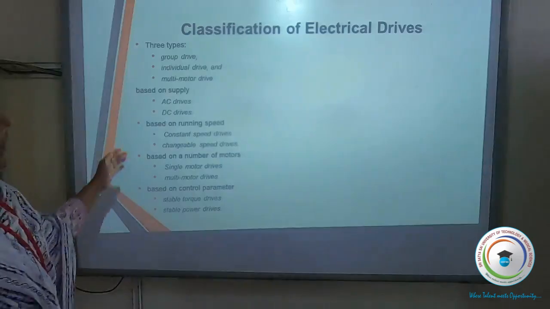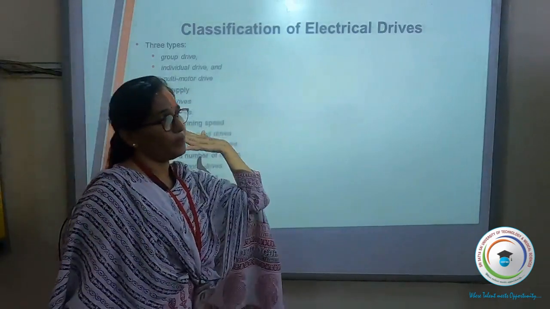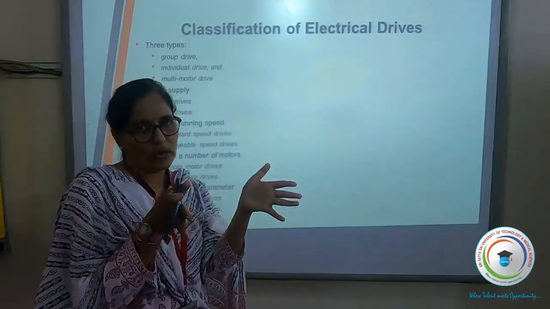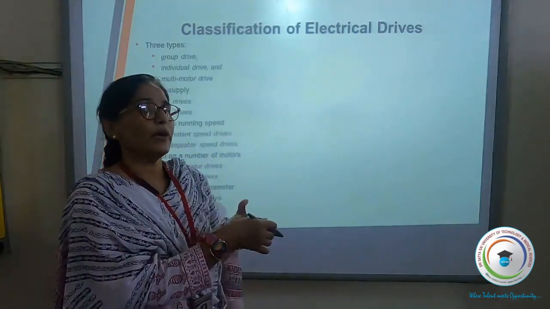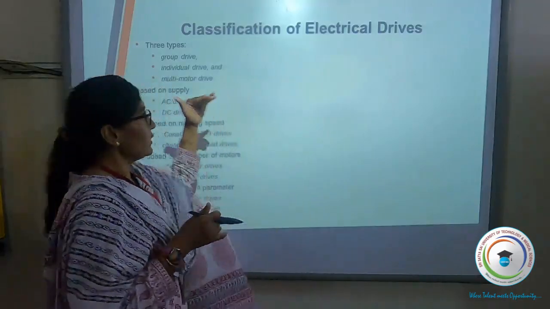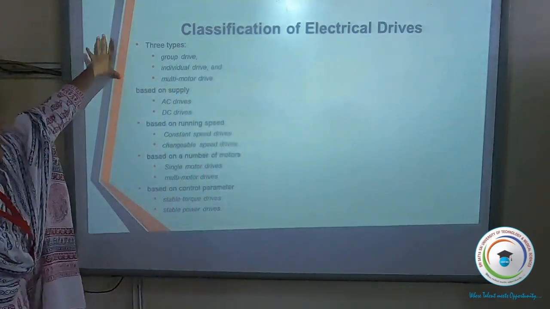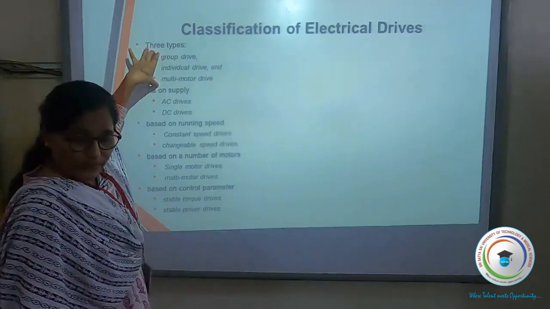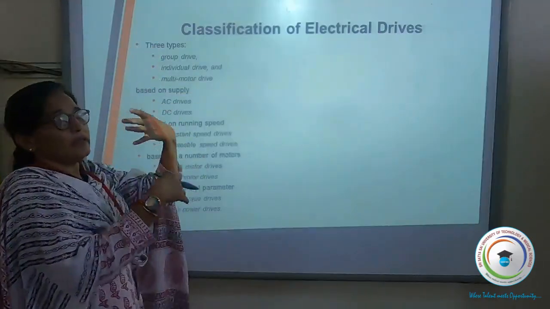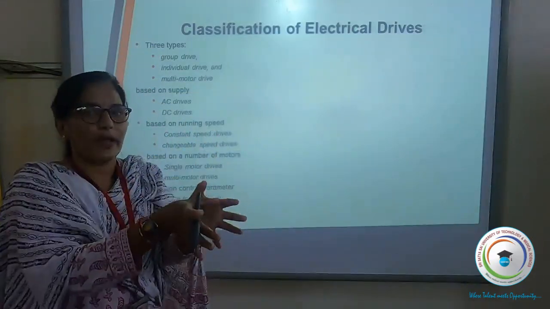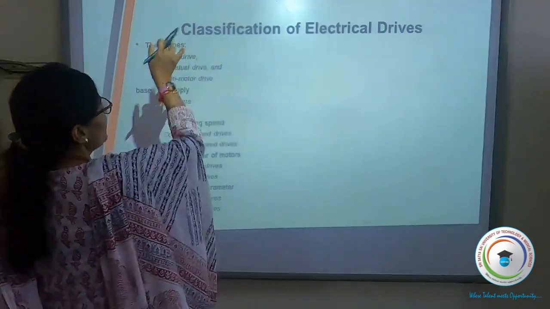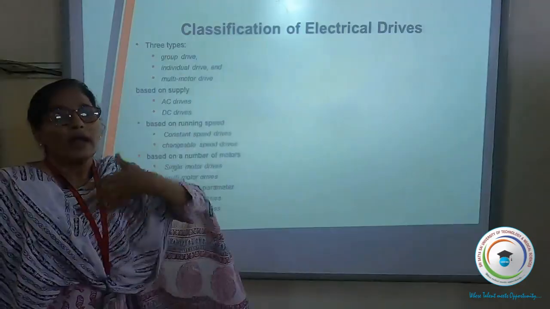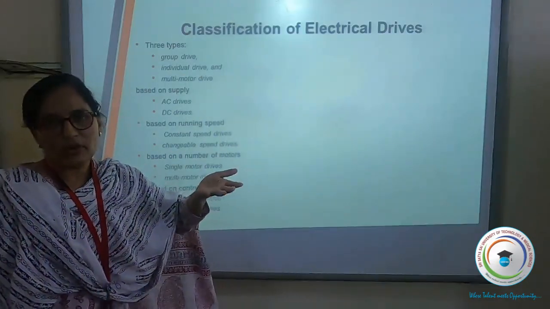Now these are the various classifications of electrical drive system, means the electrical drive system as a whole. Now if we go deep into it, if we classify it, we have classifications based on different types like group drive, individual drive and multiple drive. As the name itself suggests, group drive means the system consists of a number of drives all together. Individual drive is simple, and multi-motor drive means employing lots of machines all together at a time.